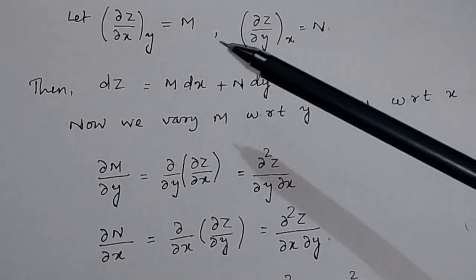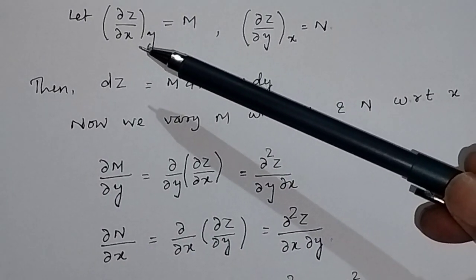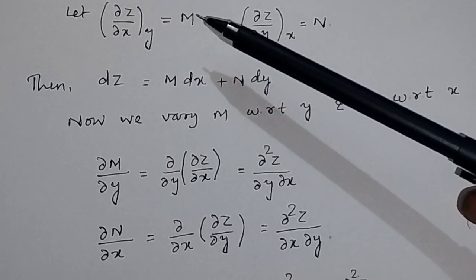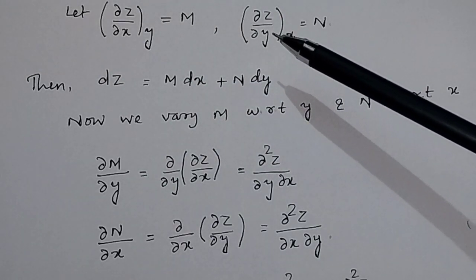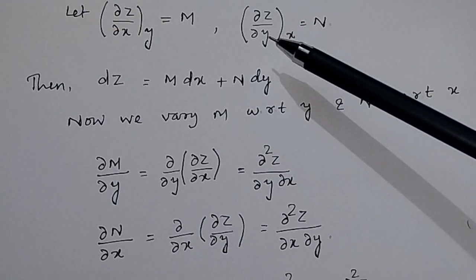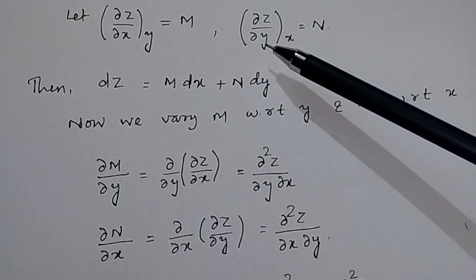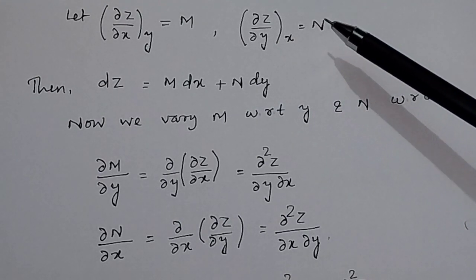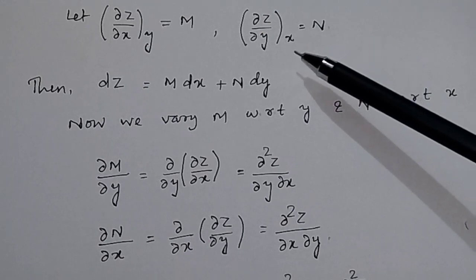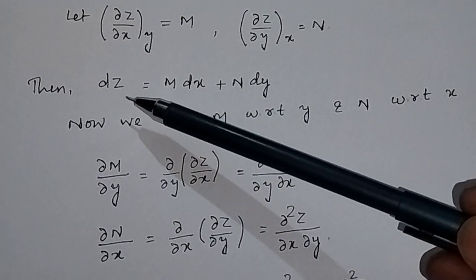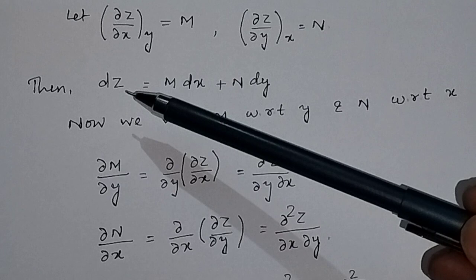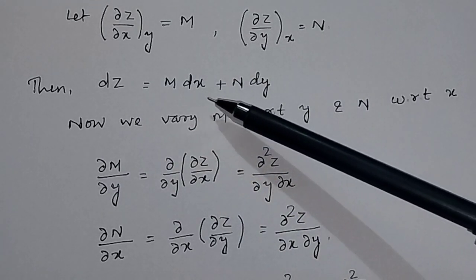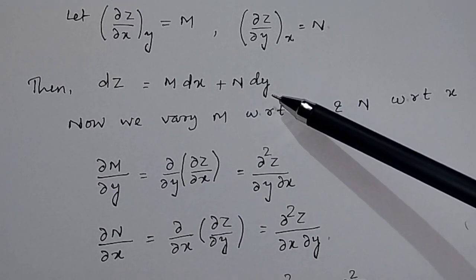Suppose the change of the function with x keeping y constant is equal to M. You take another function N as the change of z with y taking x constant. Then how do you represent the change in function dz? The change in function dz can be written as M dx plus N dy.